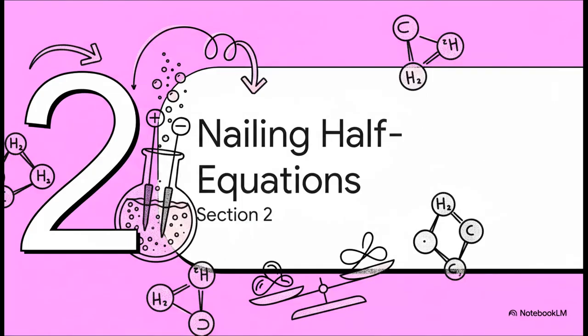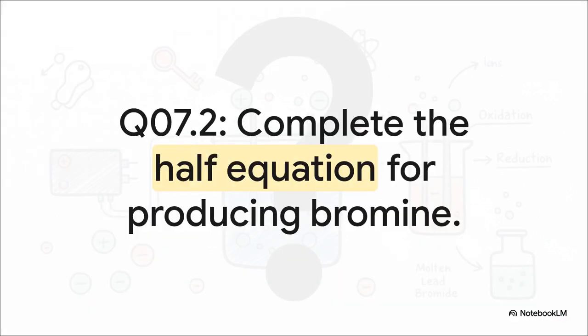Let's build on that now with something that comes up all the time: a classic half-equation question. You're given the bromide ion, Br-. The goal? Show how it turns into a bromine molecule. First thing to remember, bromine exists in pairs. It's Br2. And the really important part is making sure everything balances, both the atoms and the charges.